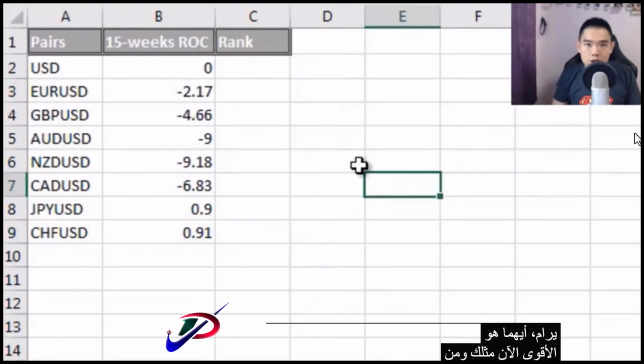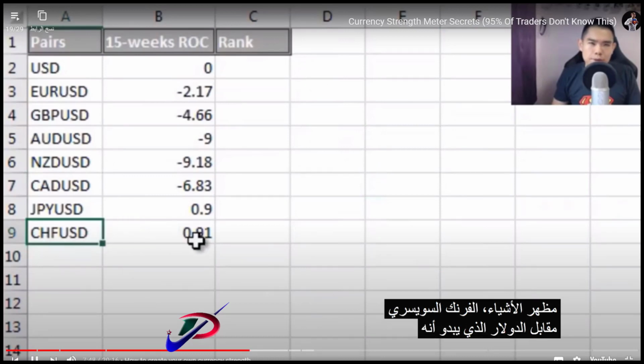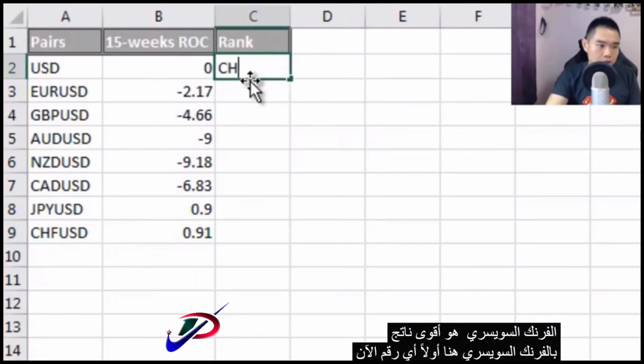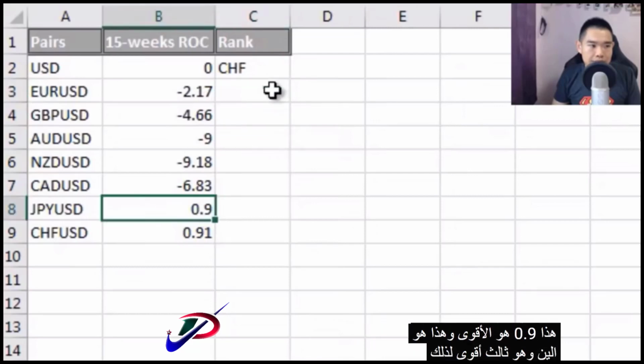So which one is the strongest right now? Ask yourself. And from the looks of things, the Swiss franc against the dollar seems to be the strongest currency pair right now. So Swiss franc is the strongest, so I'll put in Swiss franc here first. Which number now is the second strongest? If you look at this, 0.9 is the strongest, and that is the yen.